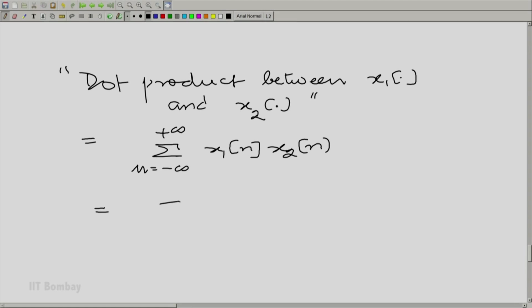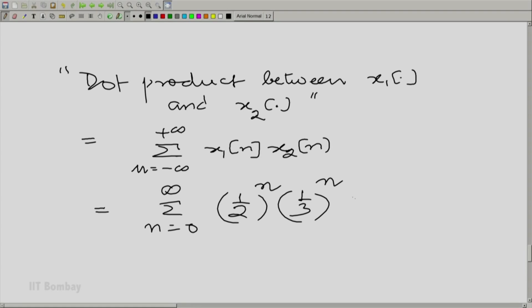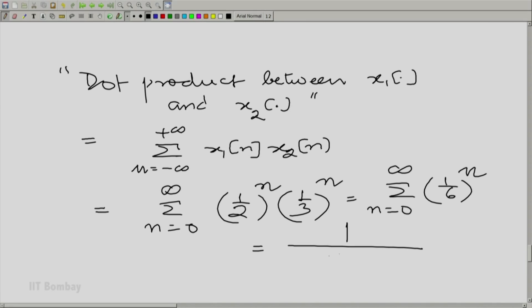In this case, this would become summation n going from 0 to infinity, (1/2)^n (1/3)^n, which is essentially summation n going from 0 to infinity (1/6)^n, which is a very simple sum to calculate. It is the first term, which is for n equal to 0 equal to 1, divided by 1 minus the common ratio 1/6. So, the denominator is 5/6 and therefore, you have 6/5. So, this is the dot product between x1 and x2.